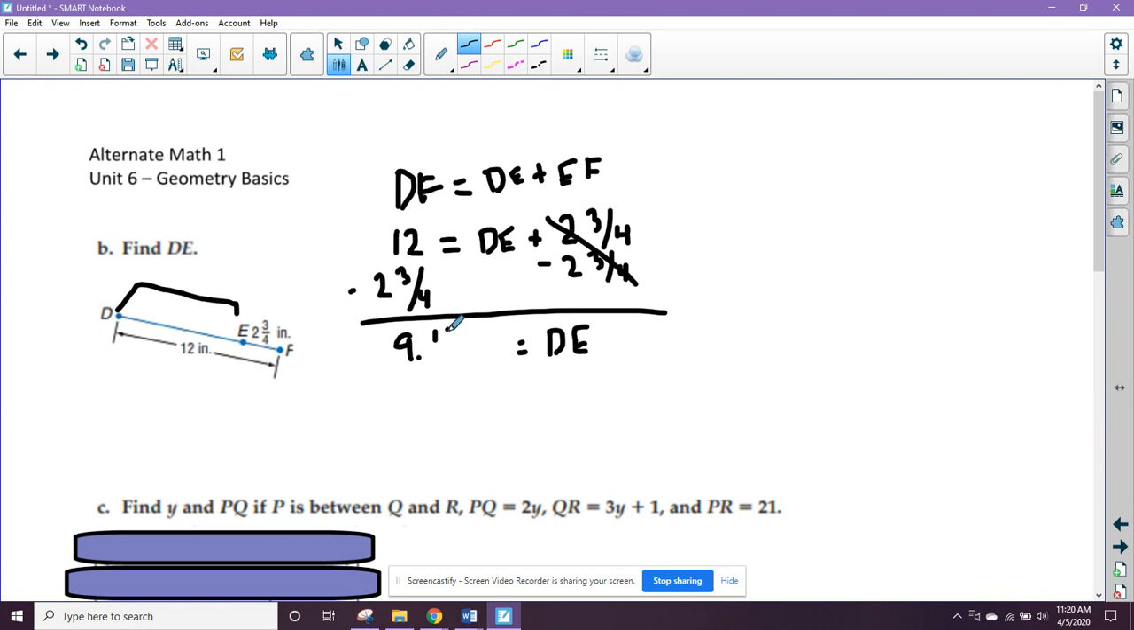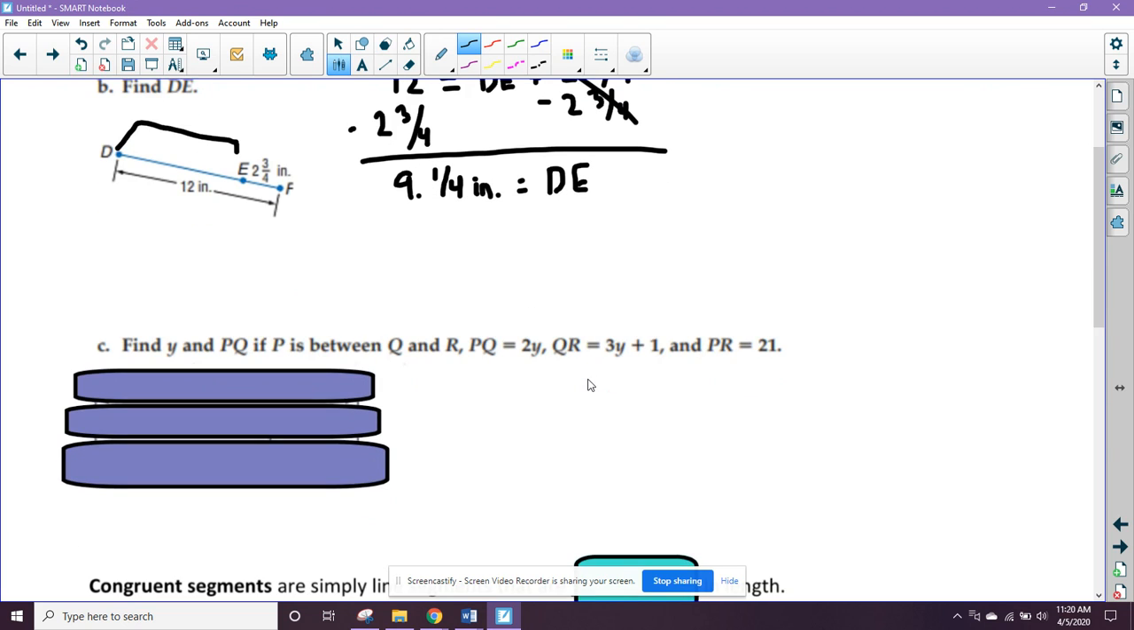I didn't need a decimal there. You can always keep this in decimals. It's not that big of a deal if you convert it to decimals instead of fractions. And we're talking about inches. So 9 1/4 inches is our length of DE.